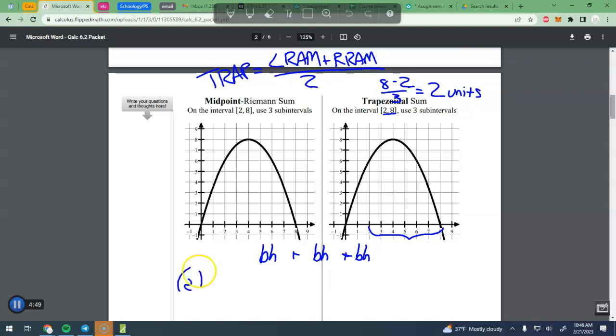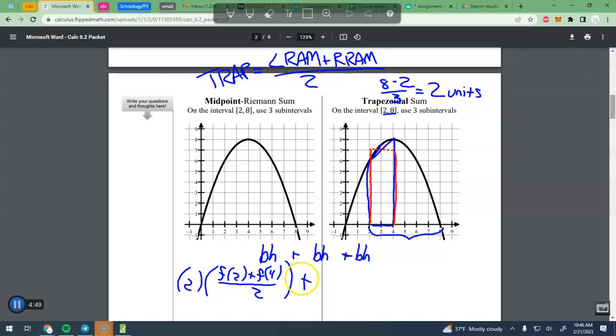So the base is going to be 2. This rectangle. The height is going to be the left-hand endpoint plus the right-hand endpoint divided by 2. This is the average of these 2 heights. Because if I take the average of those 2 heights, that's like right in here. And that rectangle I just drew has the same area as that trapezoid that I drew. Getting to it a different way. So for the trap, you're taking the left-hand endpoint and the right-hand endpoint and averaging them together for the height. Multiply that by the base, and then do it for every rectangle you have.